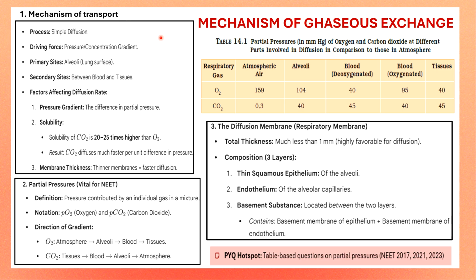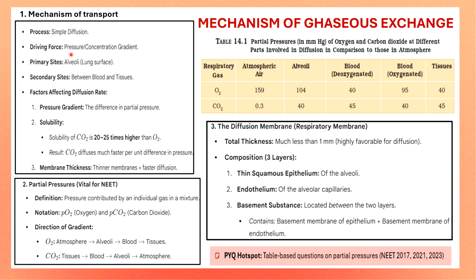So in previous slides, we discussed the mechanism of respiration or breathing. Now let us see the mechanism of gaseous exchange, that is, how oxygen and carbon dioxide are exchanged. The process is simple diffusion. What is diffusion? Particles moving from high concentration towards low concentration. This process is known as diffusion.